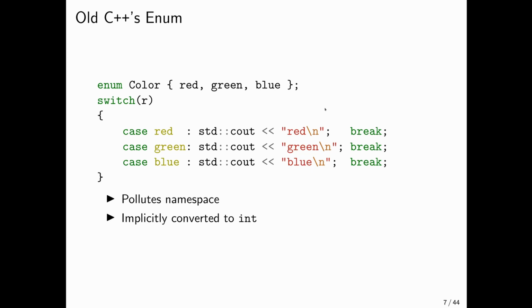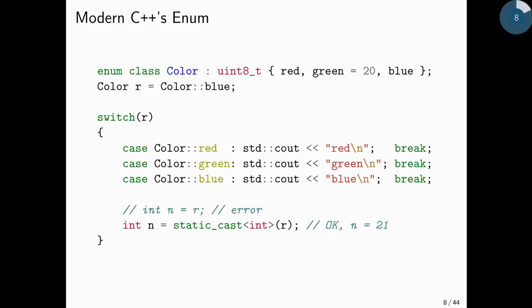In the old C++, we had enum. This worked, but there are 2 big problems with it. First, it pollutes the namespace. As you can see here, I can use this red identifier anywhere, which also means it is everywhere in my namespace. And the second big problem is that it was implicitly converted to and from integers, which is a great source of bugs, because you don't expect it to turn into an integer every time.